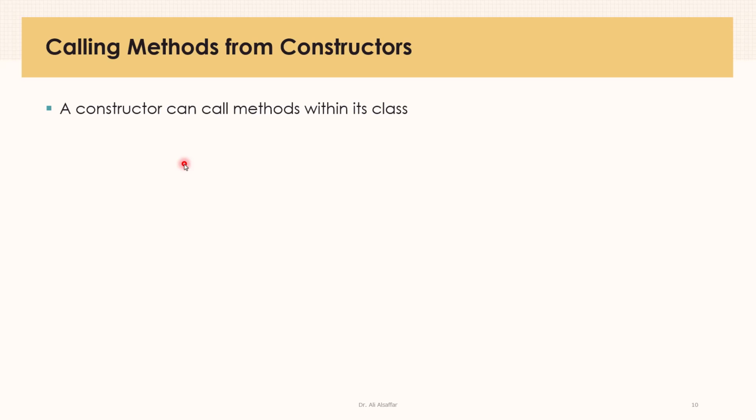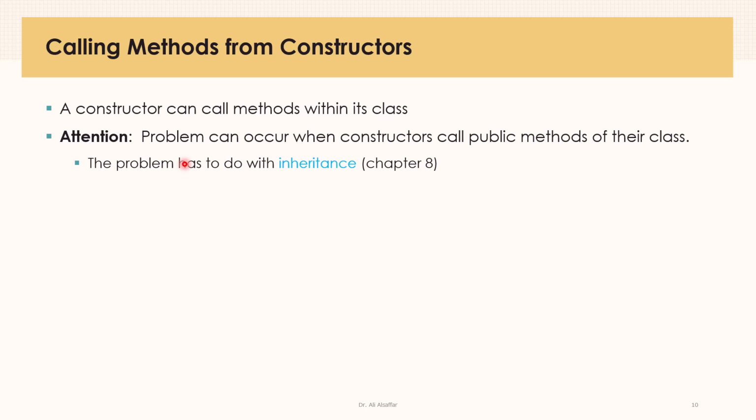But we have to be careful. You cannot just call any method. Attention here: if you call a method that is defined public, then a problem might happen. We are not going to discuss this problem because this issue will happen with inheritance, which is covered in chapter 8, and this is not covered even in your class. So avoid the problem of calling a method that is public within your class. For our example, the class Pet, the setPet method is defined as public. Although inheritance is not involved in our example, we need to avoid calling a public method inside the constructor.